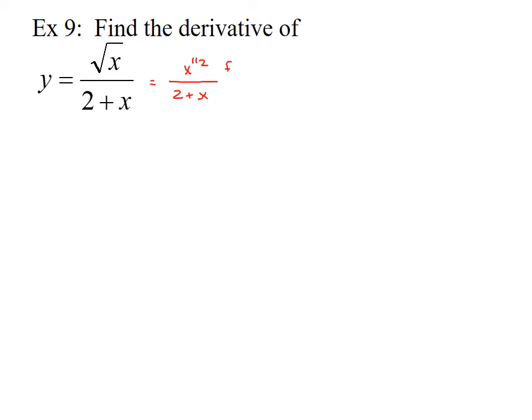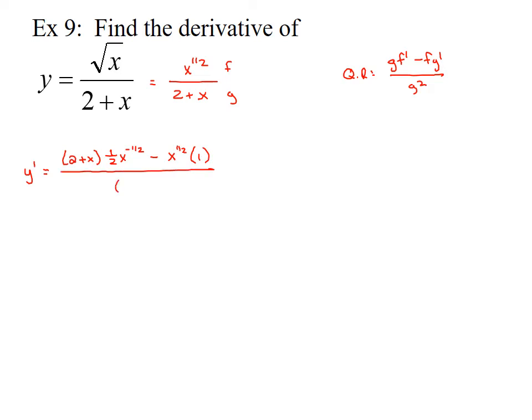So remember, we're going to let f be the top and g be the bottom. So the quotient rule says you're going to do g f prime minus f g prime over g squared. All right, so in this case, when we go to apply the quotient rule here, y prime is equal to 2 plus x, that's g, times the derivative of f, which is the power rule, so 1/2 x to the negative 1/2, minus f, which is x to the 1/2, times the derivative of g, which is just 1, divided by g squared.